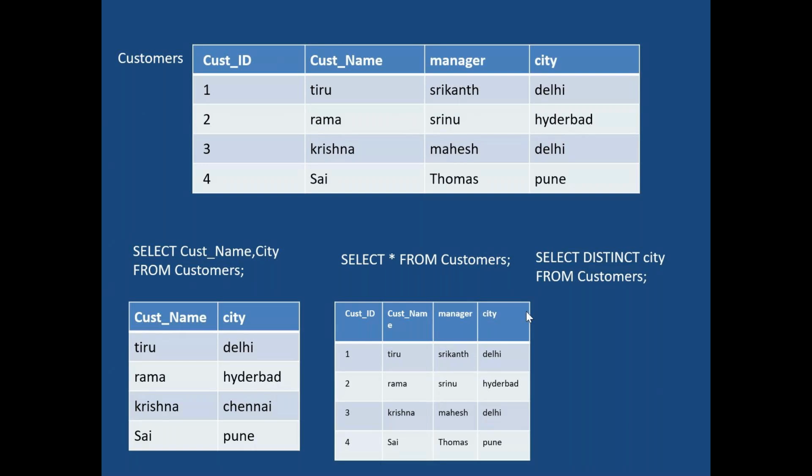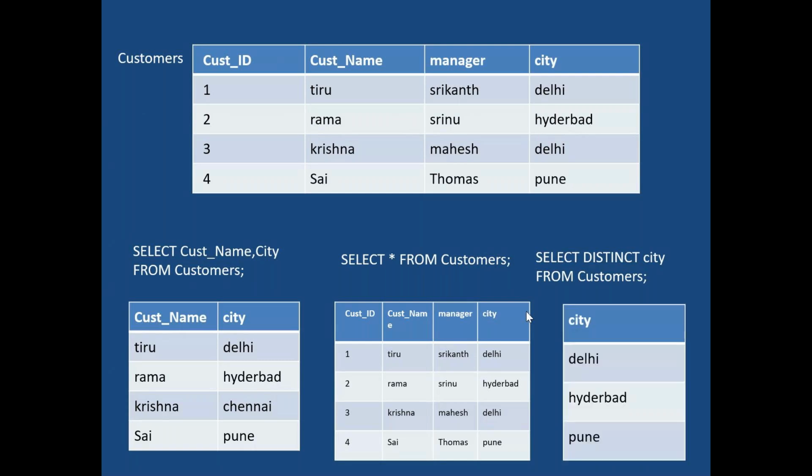Select distinct city from customer. Do you know what a distinct city is? Normally, if I say select city from customer, it will give all the cities. But distinct city means if you have any duplicate cities, it will avoid them and give you unique cities. Clear?